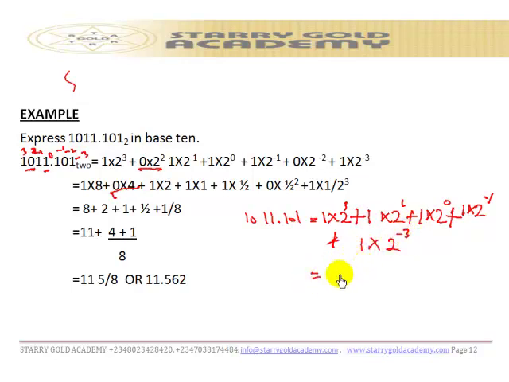2 raised to 3 is 8. You have 1 times 8 plus 2 raised to power 1 is 2. 2 times 1 or 1 times 2. 2 raised to 0 is 1, so you have 1 times 1. 2 raised to power -1 is 1 over 2, plus 2 raised to power -3 is 1 over 8.